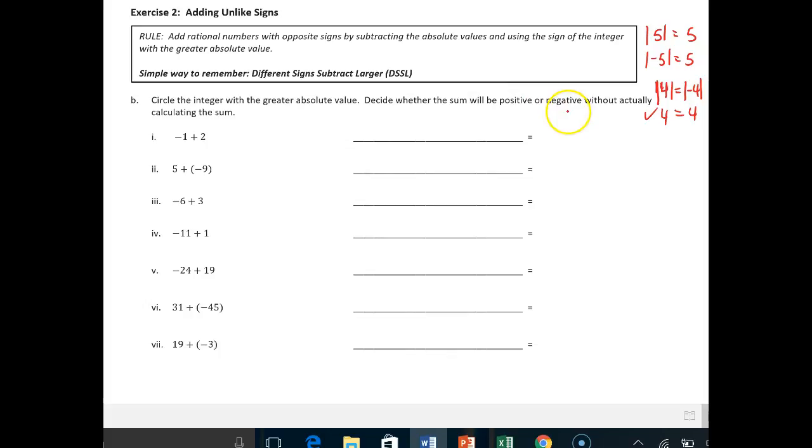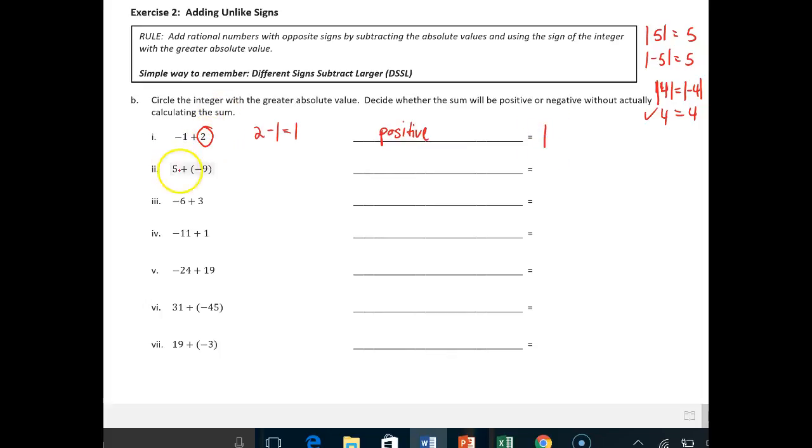So then decide whether the sum will be positive or negative. So are there more negatives? There's one negative here. Or are there more positives? There are two positives. There are more positives. So my answer is going to be positive. So what's the simple rule we can follow? If they're different signs, meaning one's positive and one's negative, you subtract and keep the sign of the larger. So really, we are going to do 2 minus 1, which is 1. And since I circled a positive number, my answer will be positive.